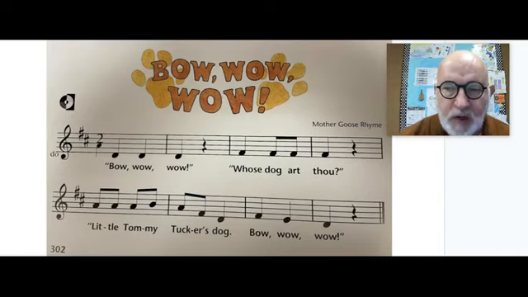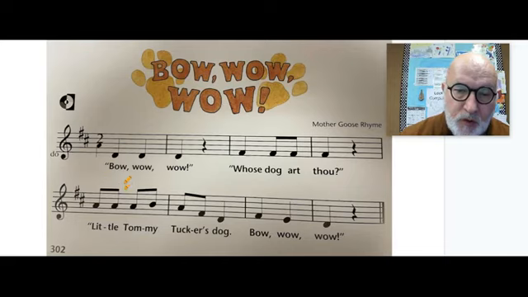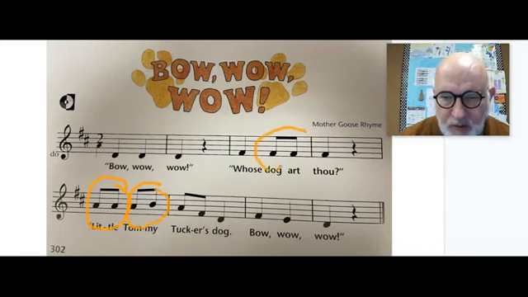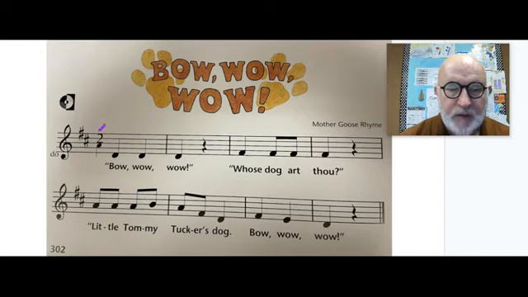What two notes equal one quarter note? Well, two eighth notes beamed together. These two eighth notes beamed together equal a quarter note. Okay? So there we go. Now let's go back and count the beats in the measure. Let's clear that. Let's count the beats.